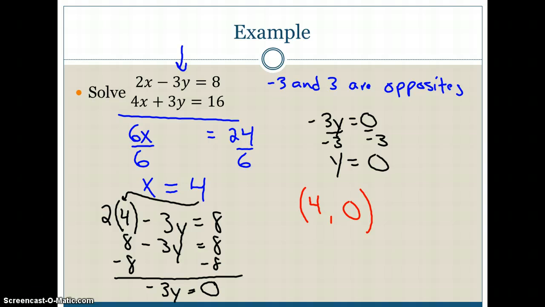That's the basic. Every system that we can do by elimination will eventually get to this point. The other problems that we're about to see, we'll just have to do a few things before these problems look like this.